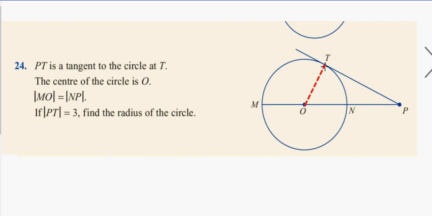Would everybody agree that the line I drew is a radius? Would everybody agree that that's 90 degrees, the angle OTP, because it's a tangent, right? Now, if I let the radius be equal to R, what's O to N? R. What's N to P? R. So would everybody agree that that's 2R then?